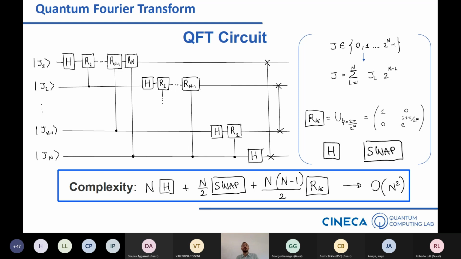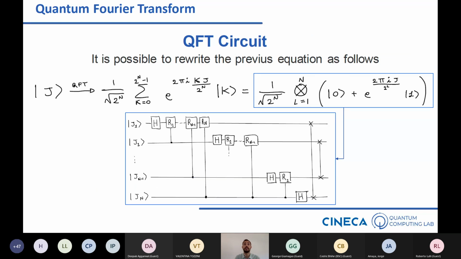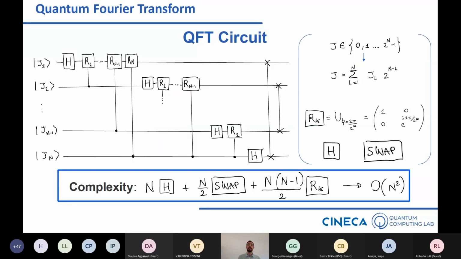So as I said before, is it efficient to construct this state with 2 to the n amplitudes? The answer is yes. Let's count the complexity of the algorithm, which means the number of gates that you need in order to construct this superposition of an exponential number of terms.